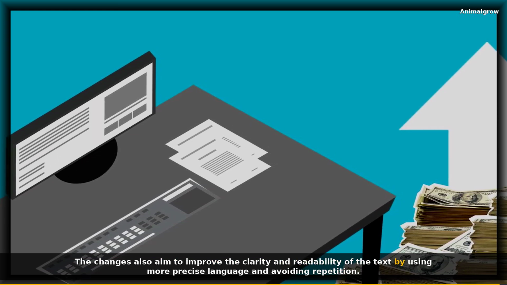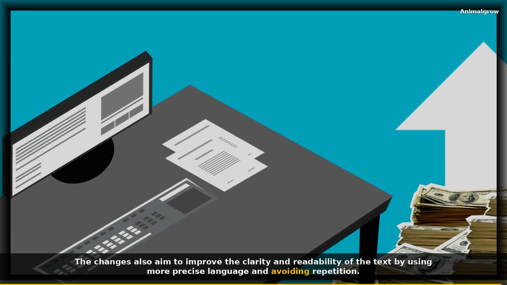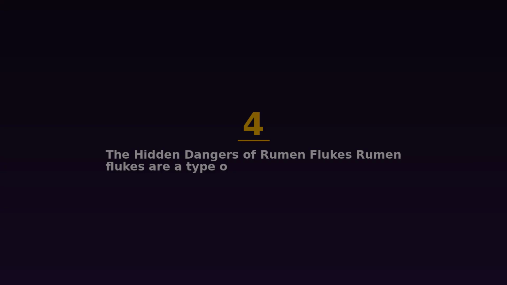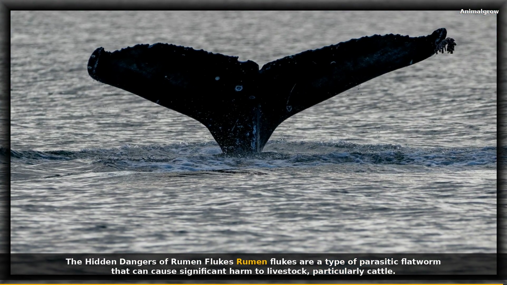The hidden dangers of rumen flukes. Rumen flukes are a type of parasitic flatworm that can cause significant harm to livestock, particularly cattle.